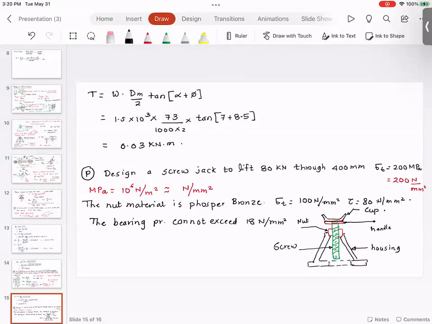And then you need to provide some type of tolerances so that the nut can be secured in the housing. Sometimes you'll notice that there is a set screw here. So there is usually a screw or set screw that will hold the nut to the housing. So we will step by step proceed with the design, starting with the screw design, nut design, and then going to the housing, handle, cup, and so on.